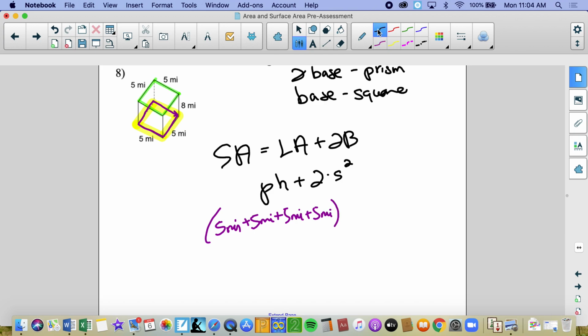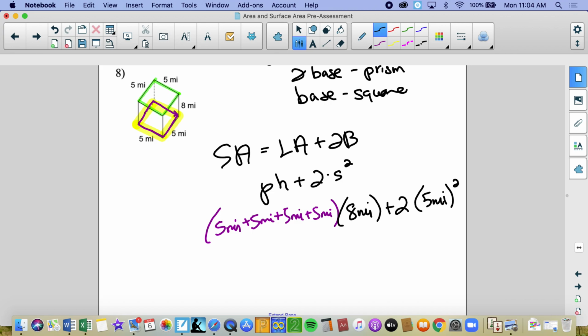The height is the distance between the 2 bases. In this case, it's 8 miles. And then it's plus 2 times my base shape, my base area, which is S squared. My base is the square in the bottom. So S, a side, is 5 miles, quantity squared.